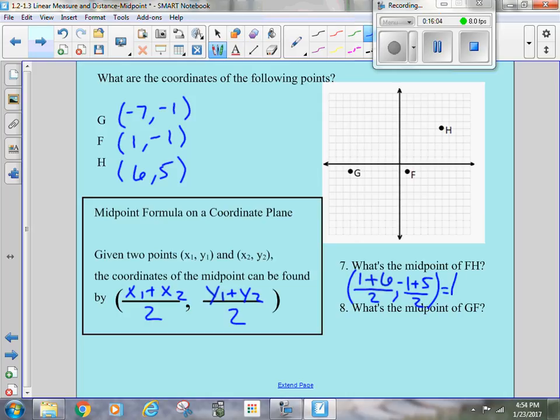So you get 7 divided by 2 and 4 divided by 2 to give you the midpoint of 3.5, comma 2. And that makes sense because if you think about going 3.5 and then up to 2, it's about right here. And that's the midpoint. And so you can imagine the two triangles in here being the same.